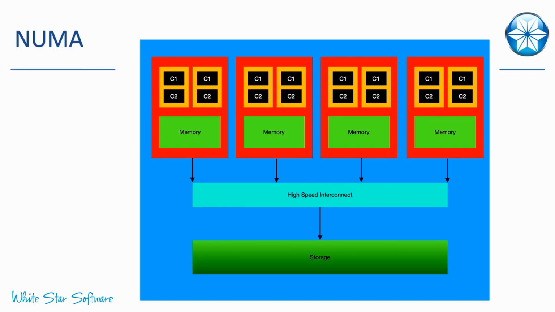But HP is the outlier here because they have very low core counts. So you can become NUMA very, very quickly with very few cores on HP. So that's the one you watch.